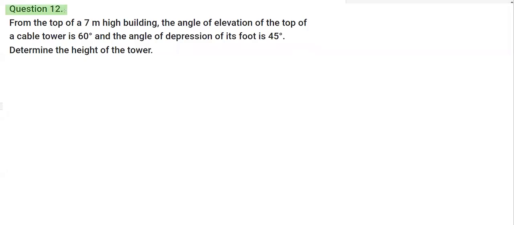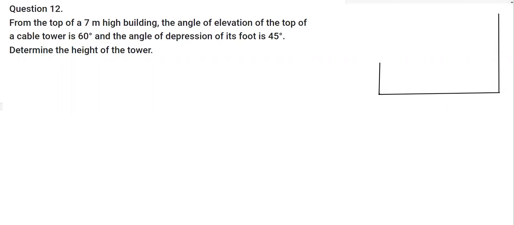This is question number 12. It says from the top of a 7-meter high building, the angle of elevation of the top of a cable tower is 60 degrees and the angle of depression of its foot is 45 degrees. So for that, let's make two structures. As you know, in this case, one has to be bigger than the other. So first I made the base, then one bigger structure, and then the other, which is the smaller one.